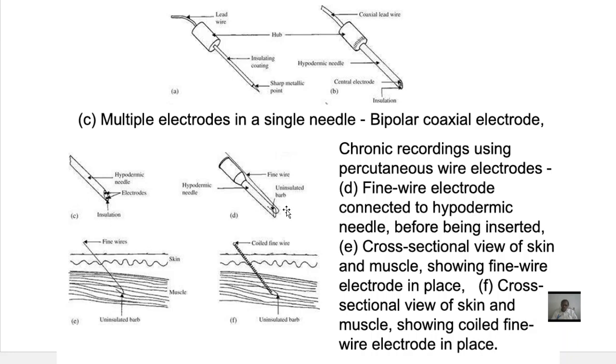The fine wire is already available before inserting into the skin. And this diagram explains the cross-sectional view of the fine wire placed in the muscle. And it is the fine wire, that is a coiled wire. The diagram shows a coiled wire acting as the electrode.